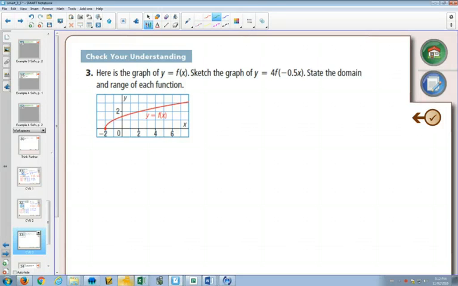And we're asked to graph y equals 4f of negative 0.5x and see what it would look like. State the domain and range of each. So when we look at this, what do you think this 4 is going to do? It's going to affect the y. It's going to multiply the y by 4. Anything that happens outside of your function is going to be intuitive in what happens. It's going to multiply your y by 4.